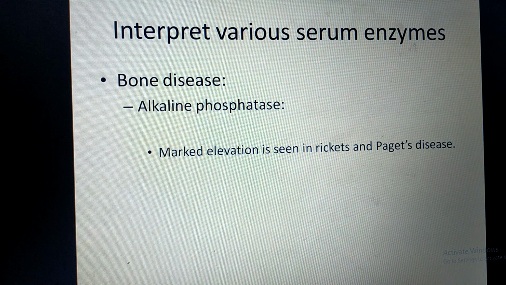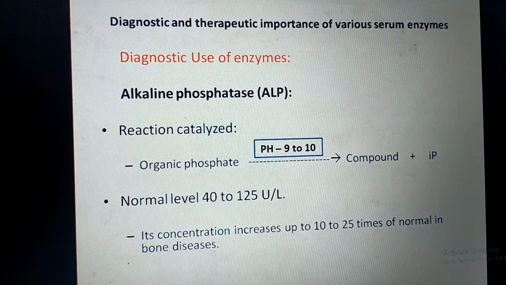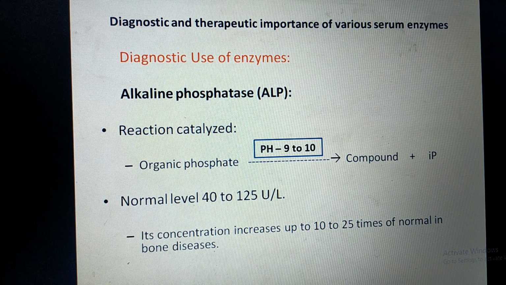Marked elevation of alkaline phosphatase is seen in rickets and Paget's disease. It is a type of cancer. Alkaline phosphatase catalyzes the reaction in which it removes a phosphate group from organic phosphate compound. The normal range of alkaline phosphatase is 40 to 125 unit per liter. Its level increases up to 20 to 25 times of normal in case of bone diseases.